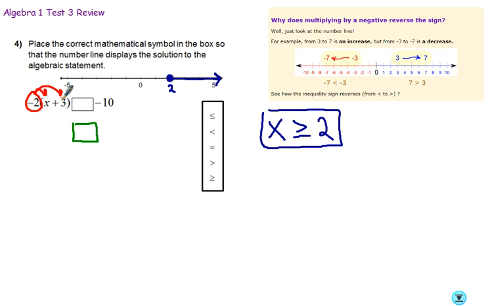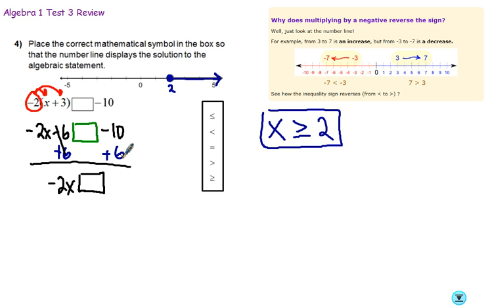First of all, we've got to distribute. So we've got negative 2x minus 6. And then we need to add 6 to both sides. So let's add 6 to both sides. And again, we're just going to fill in this box here. So negative 2x, we'll put the box, negative 10 plus 6, which would give me a negative 4. And then I'm going to divide both sides by negative 2. So divide by negative 2. And so I get x, and then I got positive 2.